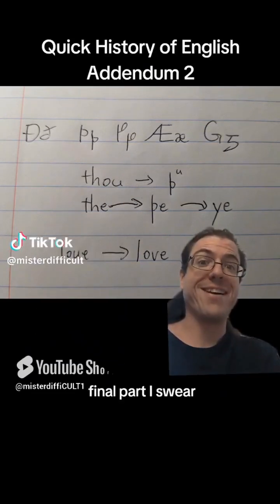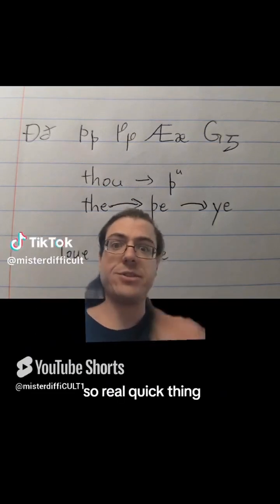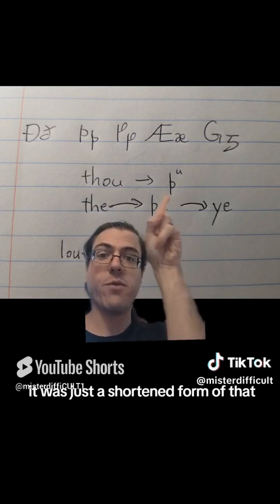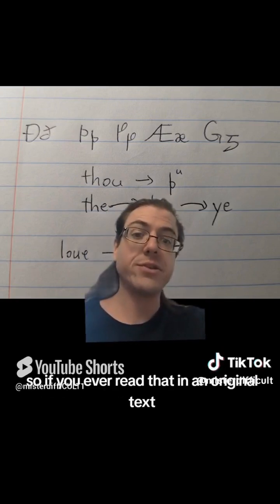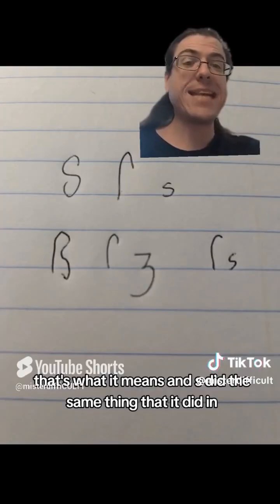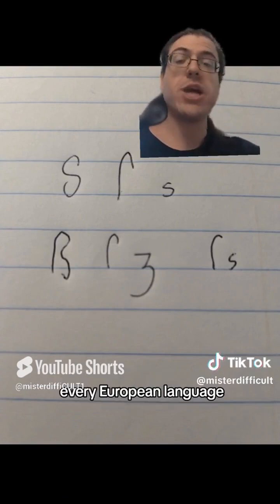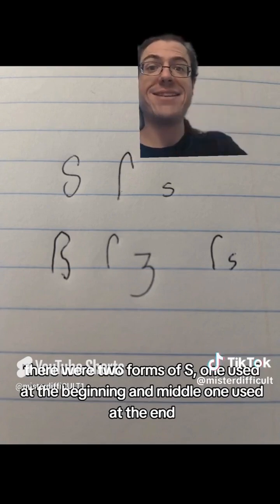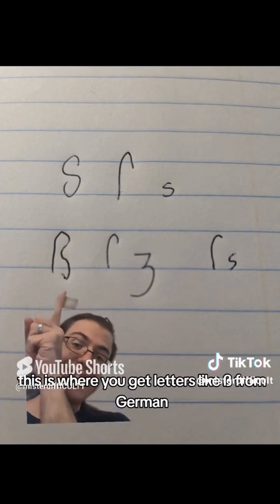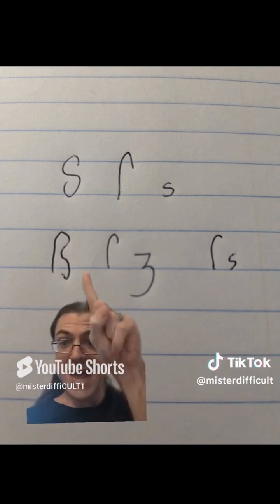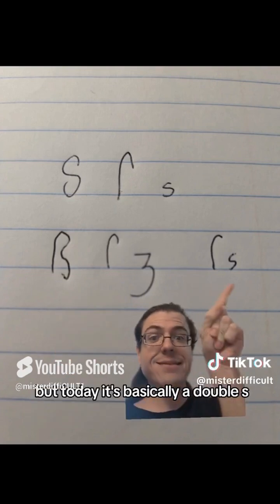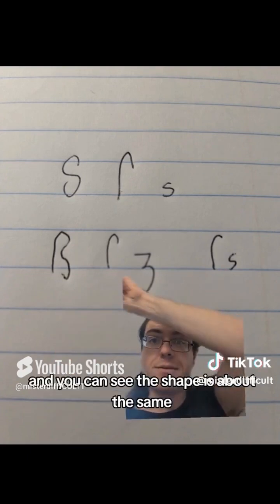Final part, I swear. So real quick, 2 things on lettering. This was thou. It was just a shortened form of that. So if you ever read that in an original text, that's what it means. And S did the same thing that it did in every European language. There were two forms of S. One used at the beginning and middle, one used at the end. This is where you get letters like ß from German. But today, it's basically a double S, and you can see the shape is about the same.